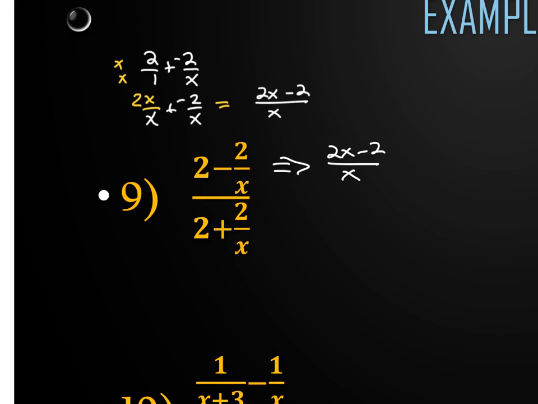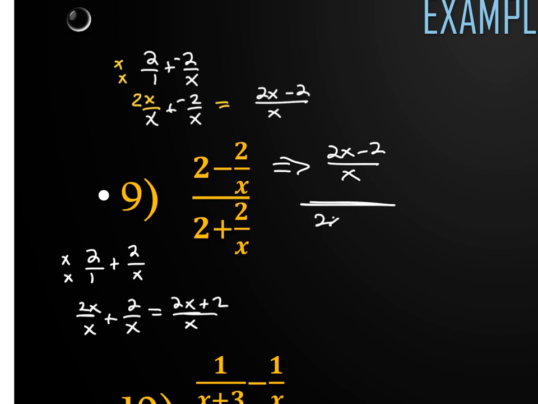All right, the denominator, 2 over 1 plus 2 over x, common denominator of an x. This one's missing x, so 2x. So this denominator becomes 2x plus 2 over x. So now I have 2x plus 2 over x.